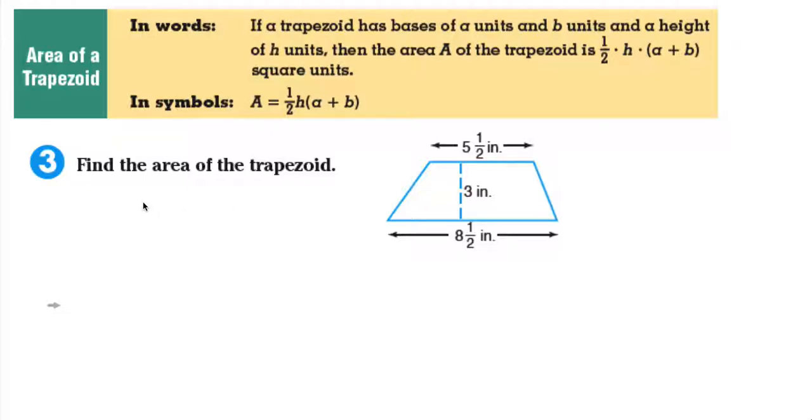You need to memorize that. So let's find the trapezoid in example number 3. Okay, in example number 3, we know that the area formula is 1/2 H times the quantity A plus B.